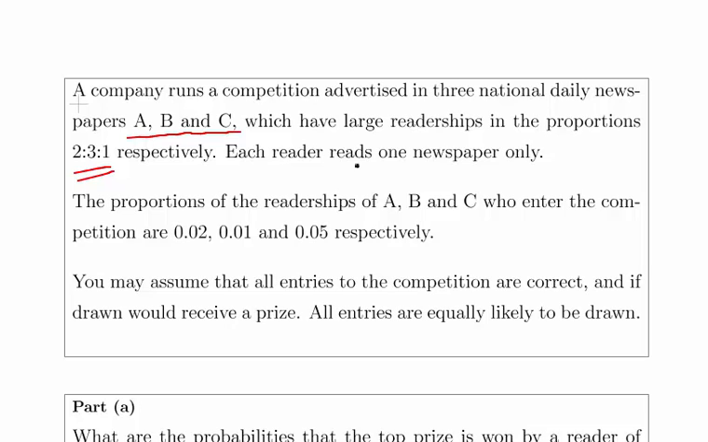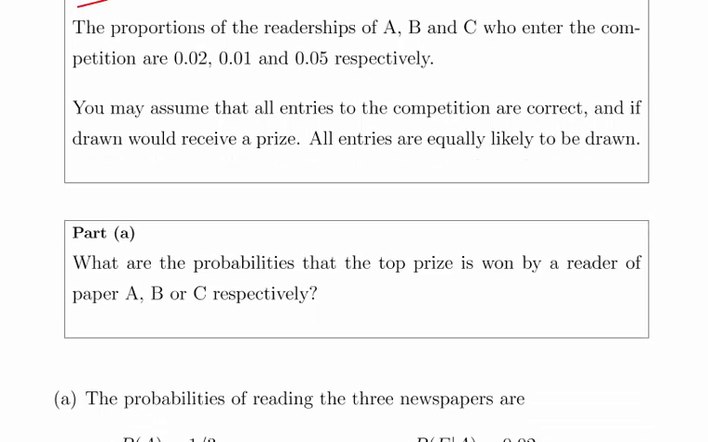Now, the proportions of the readerships of A, B, and C who enter the competition are 0.02, 0.01, and 0.05 respectively. So these are the conditional probabilities that we'll use later on. That's the probability of entry to the competition. You may assume that all of the entries to the competition are correct, and if drawn, would receive a prize. So all entries are equally likely to be drawn.